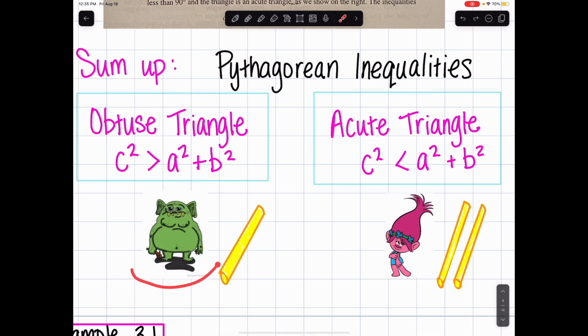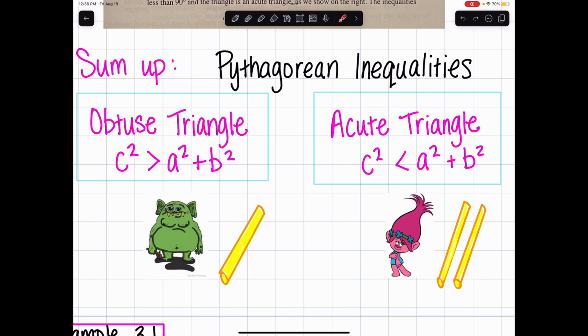The way you can remember this is this. If it's an obese troll, obese reminds me of the word obtuse. If it's an obese troll, he's going to be stingy. The 1 bar is going to be bigger and he will only give you 1 bar. If it's an acute triangle or acute troll, she's going to be generous. She's going to give you 2. So you're better off going with the 2 bars or the 2 squares, I should say.